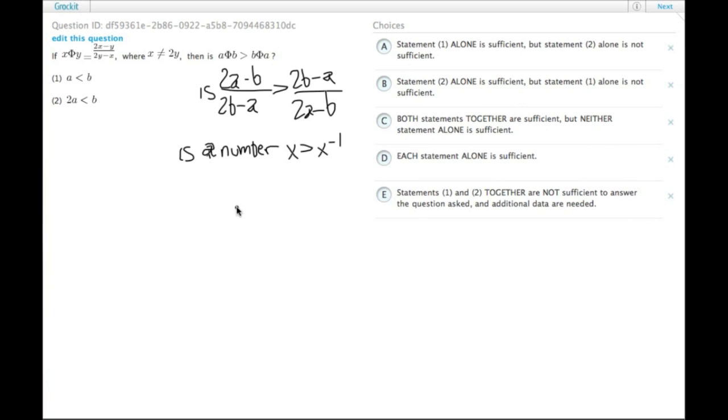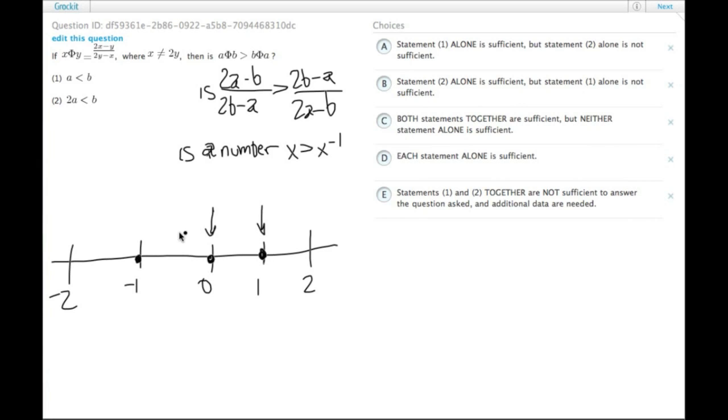So we can do a little thinking before we actually figure this out. When is a number greater than its reciprocal? If we plot this out on a number line, put 2 here and negative 2 here. We have negative 1, 0, and 1. Clearly, a number and its reciprocal are equal when that number is 1 or negative 1, because 1 over negative 1 is the same thing as negative 1. So for these specific values, we aren't even considering them. But what happens in between those markers changes.